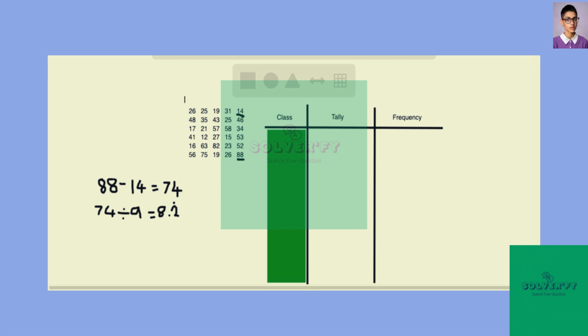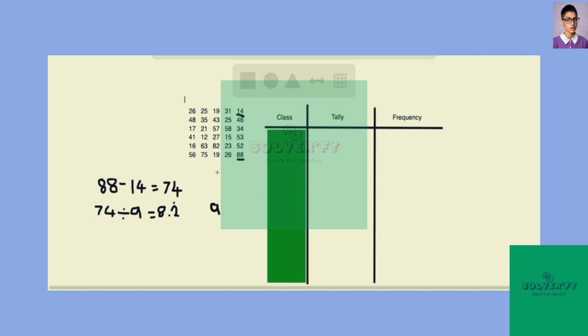Now, to get the class width, it needs to be an integer number. And where you would usually round a number like 8.2 down to 8, you actually need to round it up in all cases of frequency distributions. So our class width is going to be 9. And it's also really important to remember that when you're doing a question like this, the class width has to be the same for all of your classes. You can't have one class with 2 numbers in it and another with 20. So they all need to be 9.